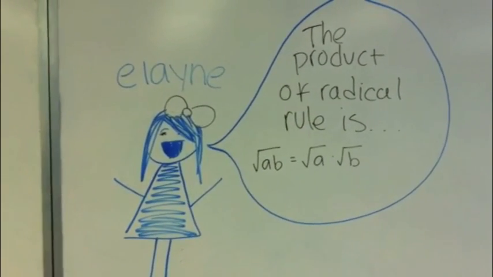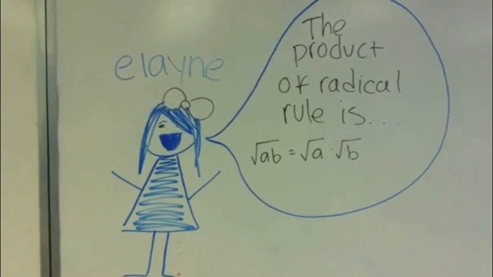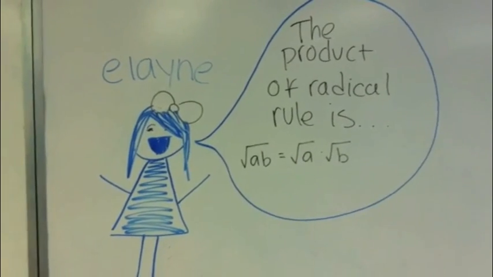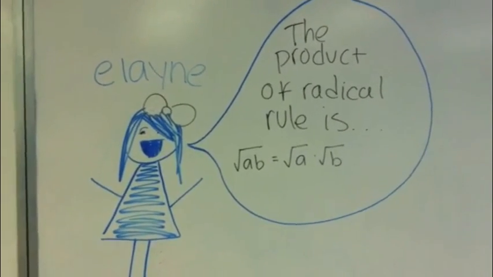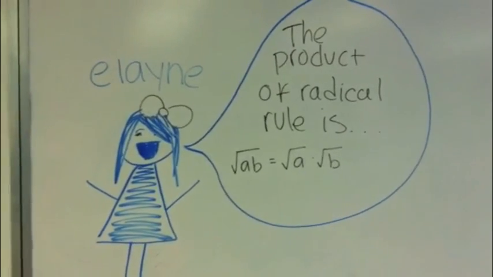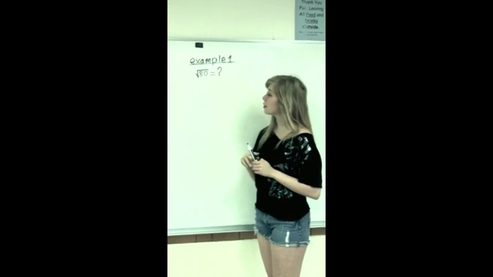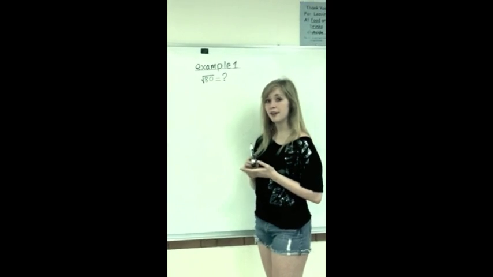The product of radicals rule is the square root of AB equals the square root of A times the square root of B. There are two ways to find the answer to this problem. This is the first way. For example, what is the square root of 80?